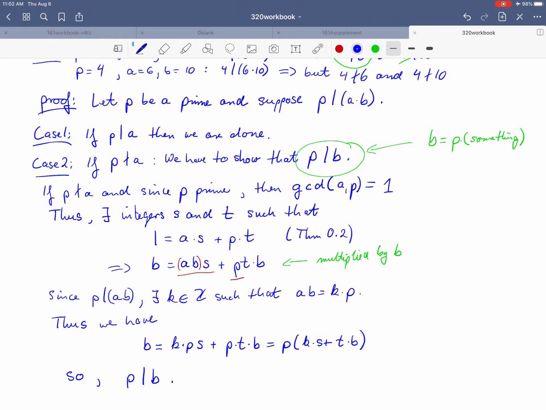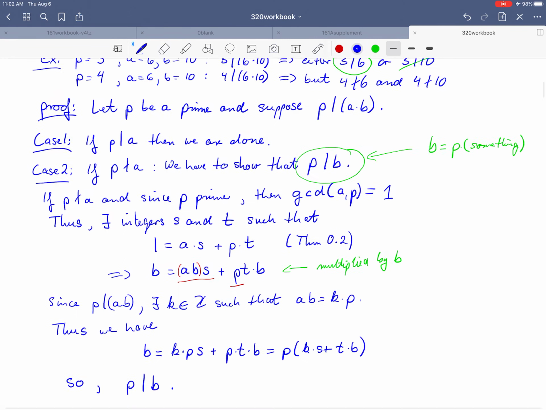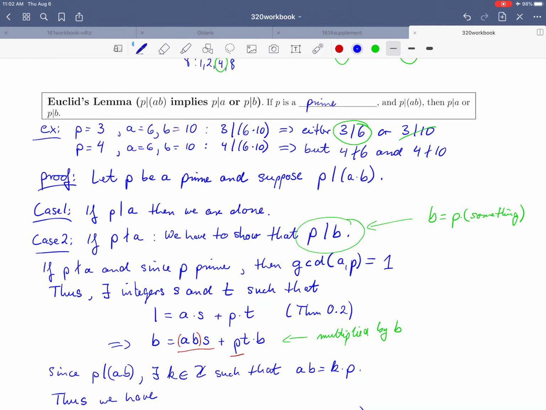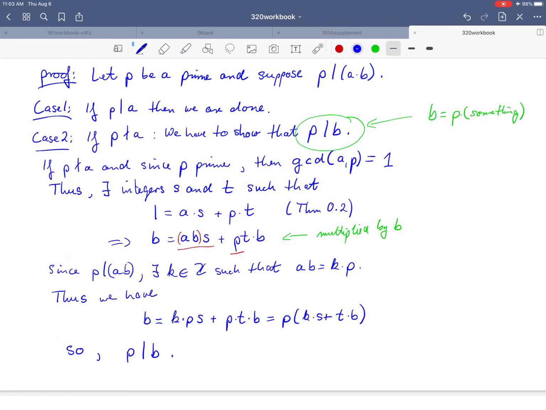Our first case was if p divides a, we are done. Our second case was if p doesn't divide a, then we have shown that p divides b, and that takes us back to the statement of our theorem. So we've shown that if p is prime and p divides a times b, then p divides a or p divides b. We are done. Q.E.D.